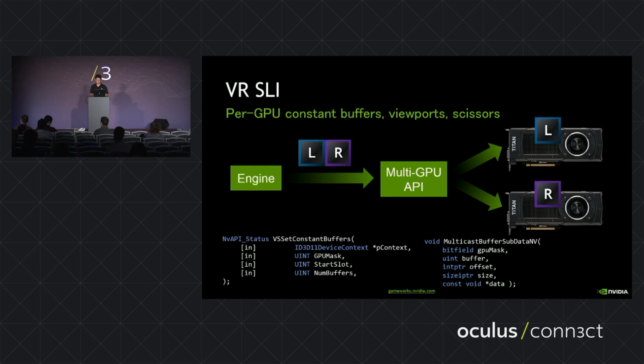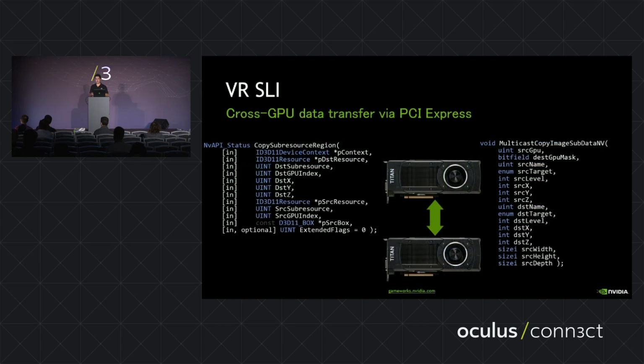The other thing that you often have to do is do data transfer between the two GPUs in the SLI case. So we have APIs for that as well. Like if there's some shared resource or something that needs to exist on both GPUs, you can do asynchronous copies using these APIs. I'm not going to go through every parameter here.